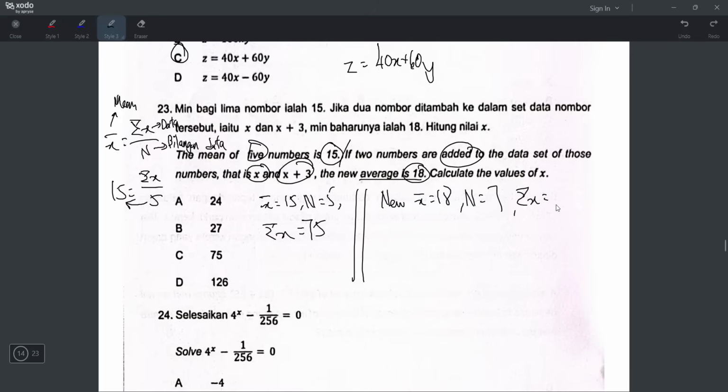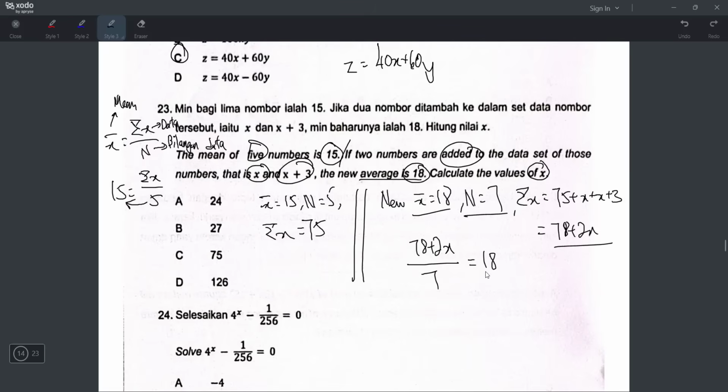But what do you think would be the new sum of data? 75 plus x plus 3. Because two numbers are added, which are x and x plus 3. So the new sum will be 75 plus the two new numbers, x and x plus 3, which is 78 plus 2x. Now they're asking you to find x, and we can use the mean formula again. So the new sum of data is 78 plus 2x over the new n, which is 7. The old one is 5, but since you add two numbers, now it becomes 7 numbers already. And when you divide by 7, you will get 18.